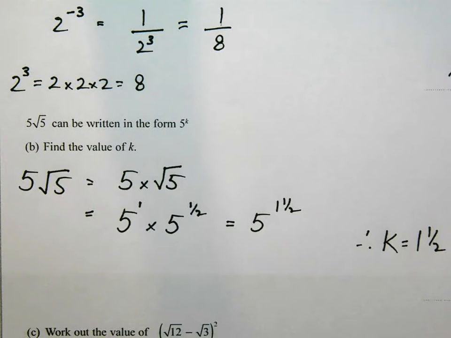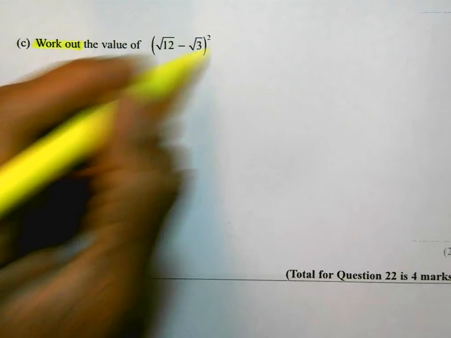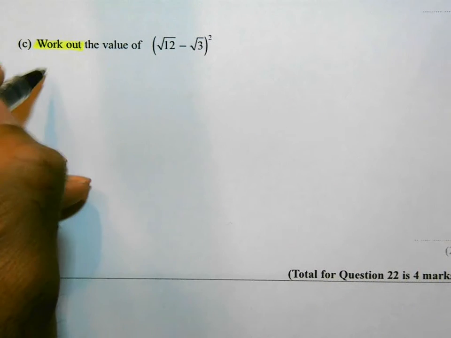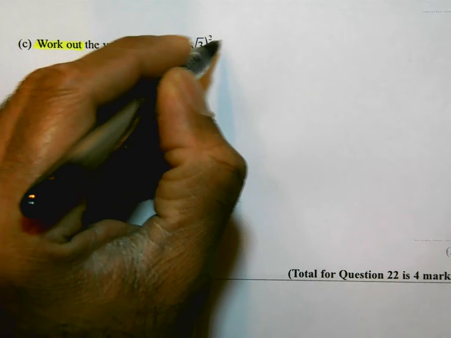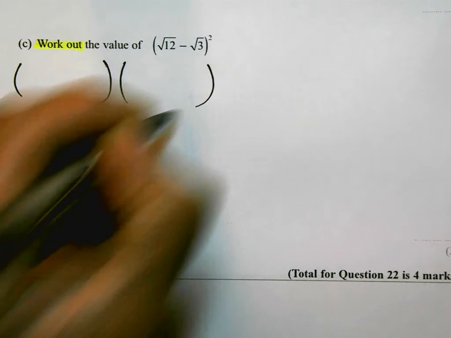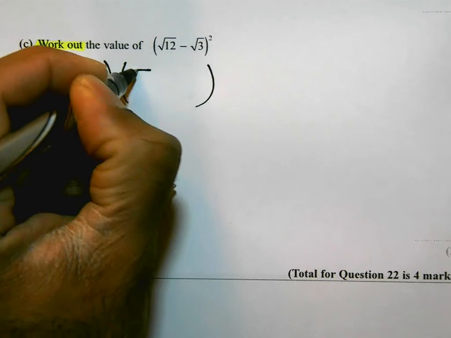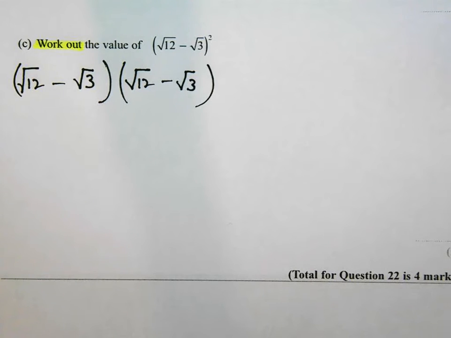Let's look at part C. In part C, they ask us to work out the value of, and we have an expression here. So it says work out the value of, and we've got something in surd form. Now, if you've done work on surds, this is one that you should be familiar with. Root 12 minus root 3 all squared. So that basically means I'm timesing it by itself. Root 12 take away root 3 times root 12 take away root 3. And this technique is very similar to multiplying out a pair of brackets.